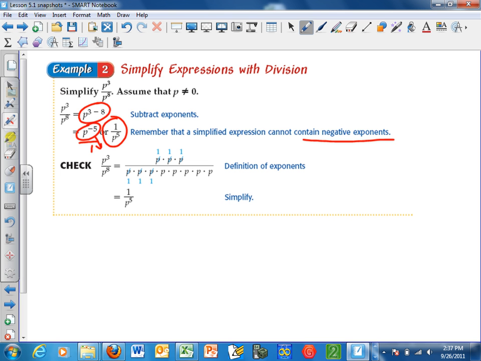They're just showing you a check here. When they do this, they're saying p to the third is 3 p's multiplied together, p to the eighth is 8 of them. These 3 cancel with 3 of these, so it's 1 over p to the fifth, which is what they have right there.